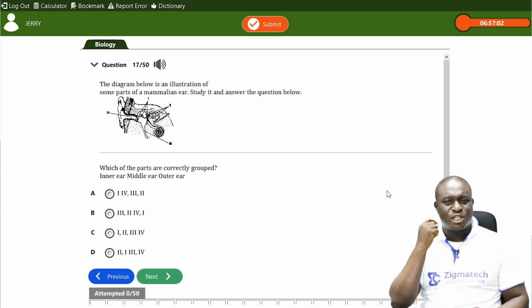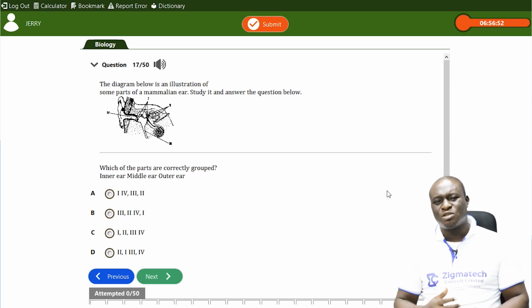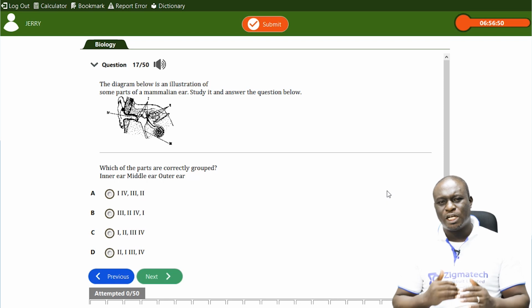Also, we said the eustachian tube. Now, the eustachian tube actually connects to the upper part of the throat, close to the nostrils, and that is usually the pharynx. So it connects to it. It passes in through that part.